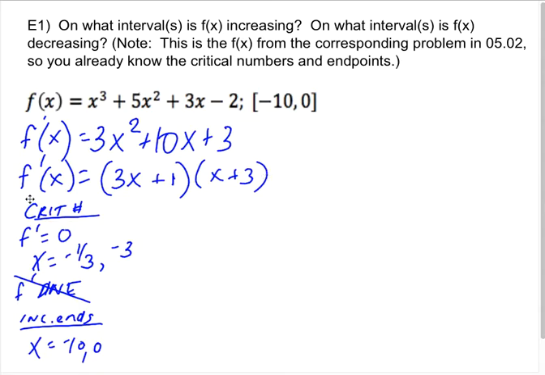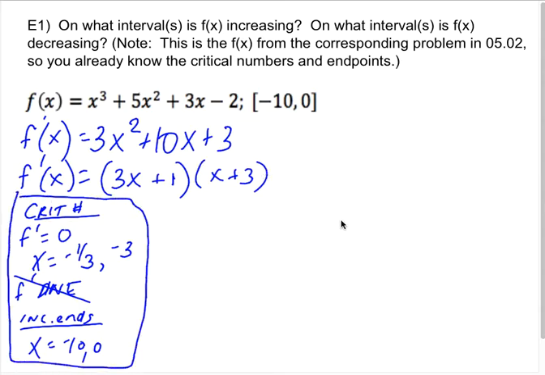So what we're going to do is we're going to take this information and we're going to make a sign chart. So there's a bunch of different ways to make sign charts. The best way to make sign charts as problems get more difficult is going to be to list the factors. So we're going to make an f prime sign chart. We're going to list the factors, 3x plus 1, x plus 3.